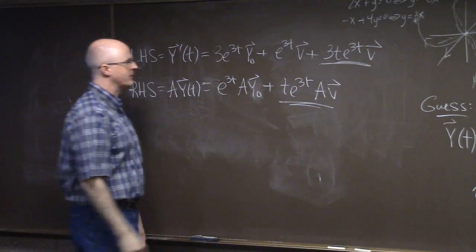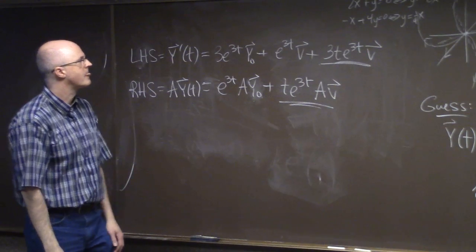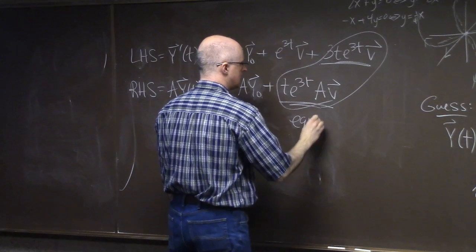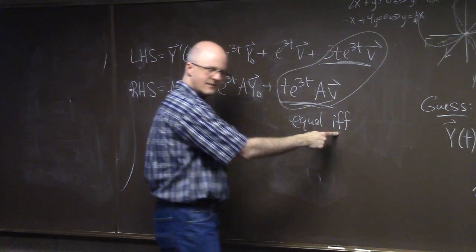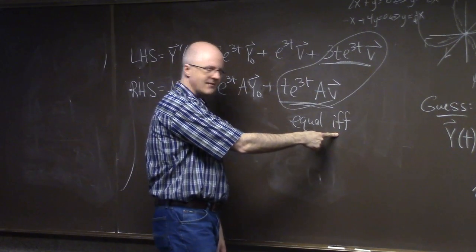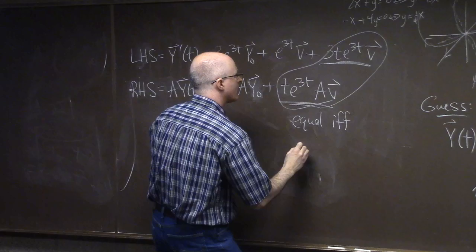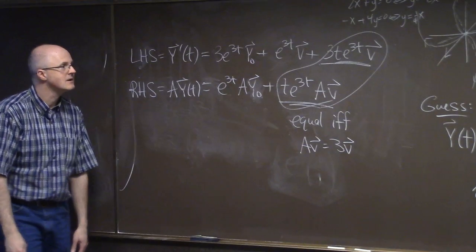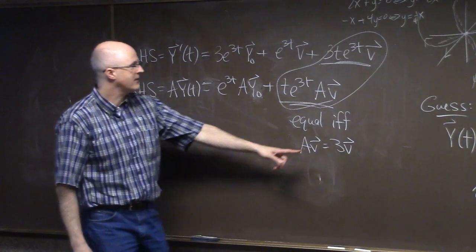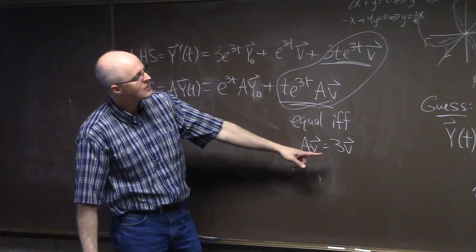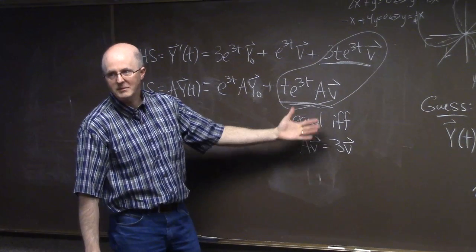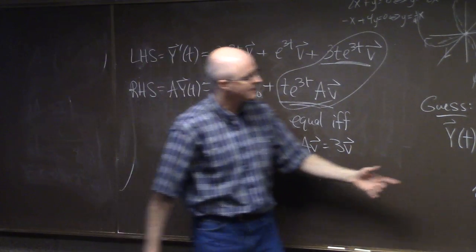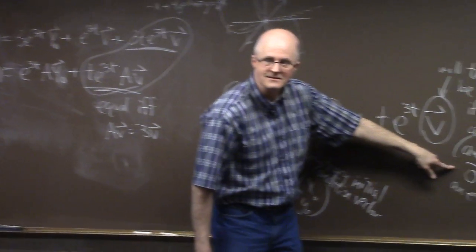These are the only two terms in both that involve that extra factor of t. So they're going to be equal if and only if, IFF, the abbreviation for if and only if, not an actual word. If and only if Av equals 3v, and if and only if v is an eigenvector for the eigenvalue 3, or v could be the 0 vector as well, and this would be true, which is going to take care of that case.